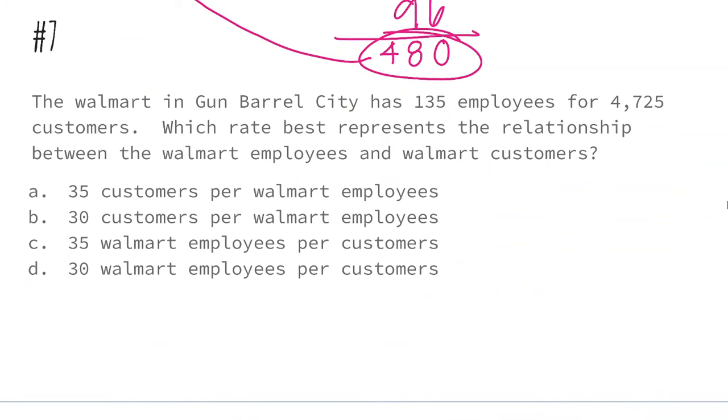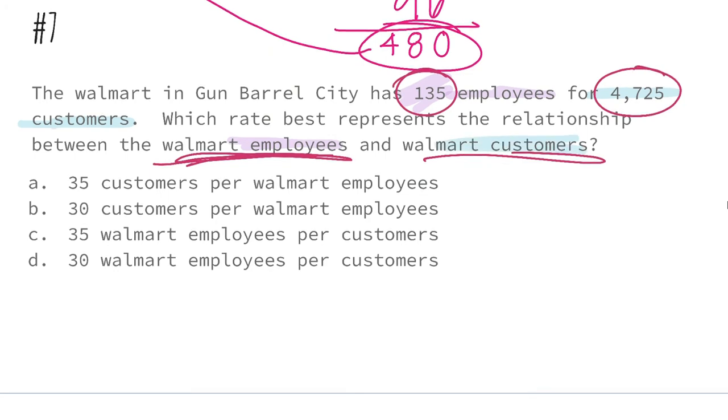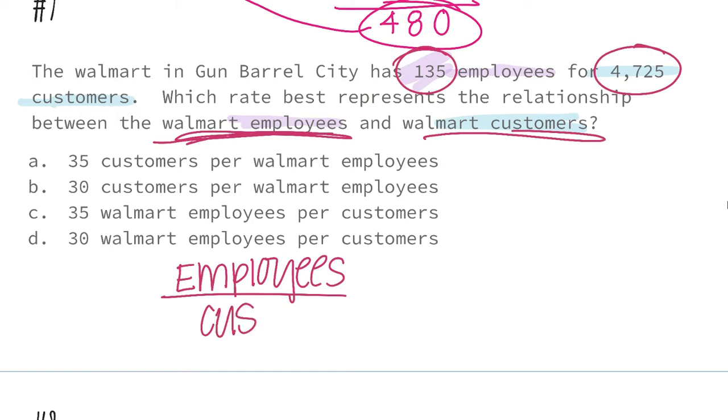Walmart in Gun Barrel City has 135 employees for 4,725 customers. Which rate best represents the relationship between the Walmart employees and the Walmart customers? Okay, so we're doing Walmart employees to Walmart customers. So this one has 135 employees and 4,725 customers. So when I'm writing my ratio, I'm going to make sure I have employees over customers, right?